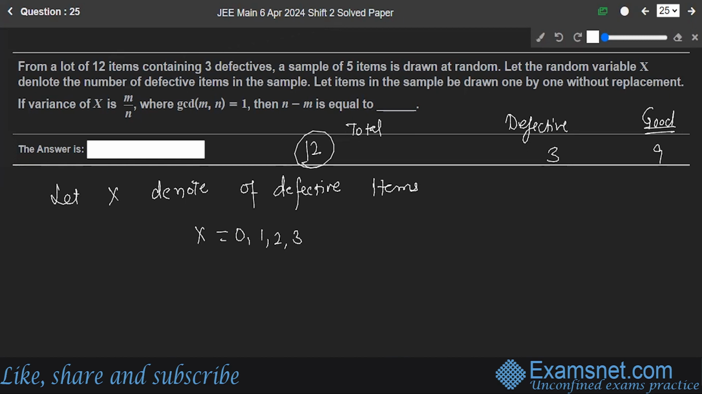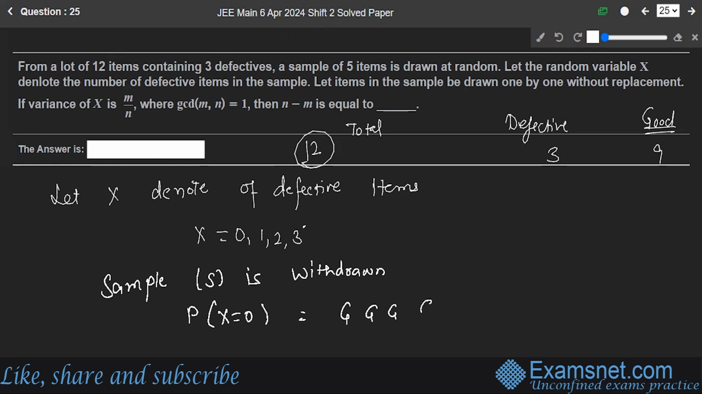There will be a randomly picked item. It doesn't have any defective item, it has 1 defective item, 2 defective items, or 3 defective items. Now, sample S is withdrawn. So the probability that no defective item is withdrawn is that all 5 are good ones, right?